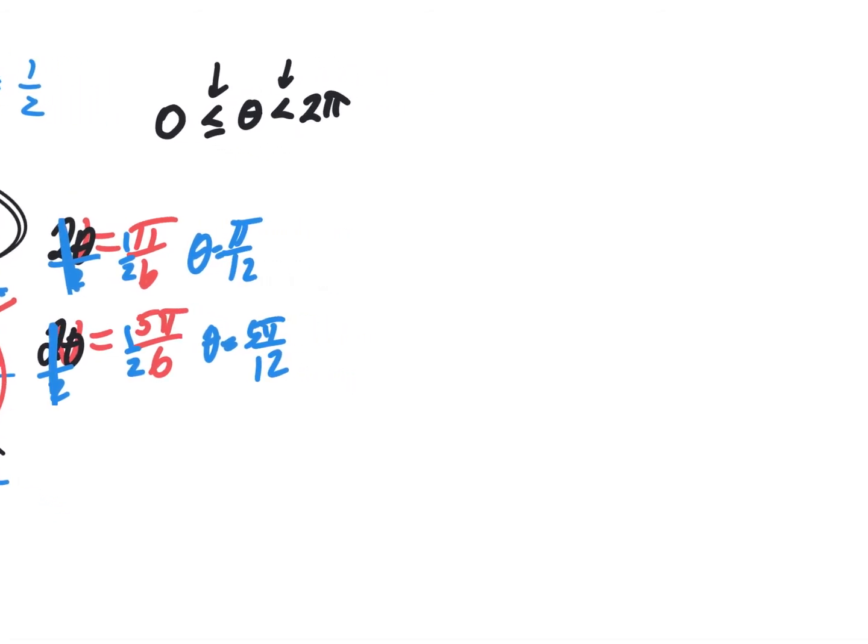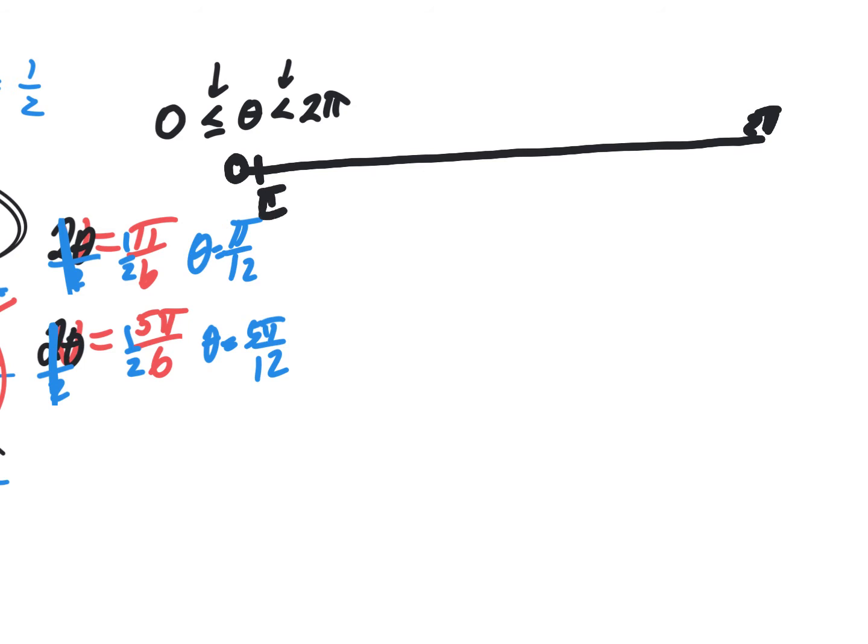The problem with this is that if you stretched out a whole bunch of pi over 12s, 1 pi over 12, here's 0 right here. And here's 2 pi right here. 1 pi over 12. This would be 2 pi over 12. 3, 4, 5, 6 pi over 12. 7, 8, 9, 10, 11, and this one, of course, is 12 pi over 12.